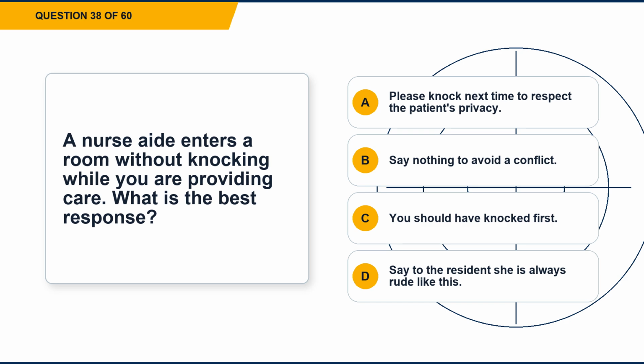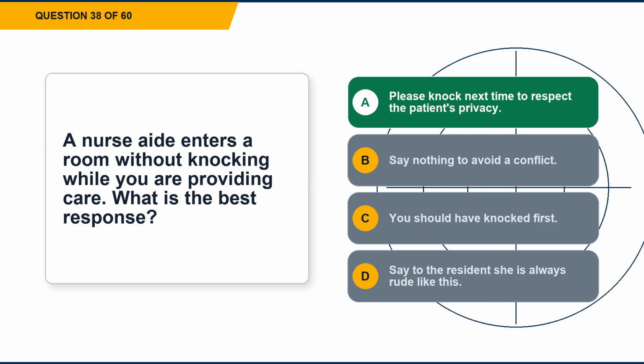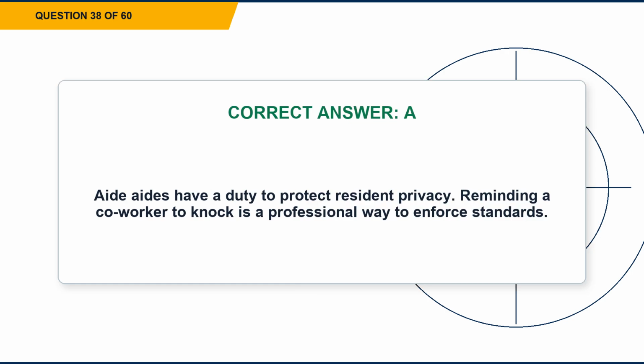Option A. Please knock next time to respect the patient's privacy. Option B. Say nothing to avoid a conflict. Option C. You should have knocked first. Option D. Say to the resident she is always rude like this. The correct answer is option A. Please knock next time to respect the patient's privacy. Explanation. Aides have a duty to protect resident privacy. Reminding a coworker to knock is a professional way to enforce standards.